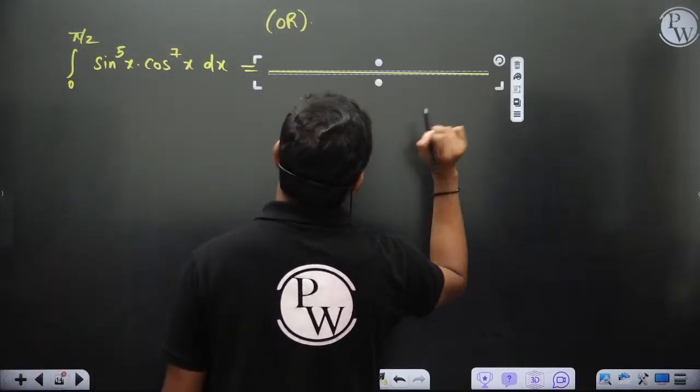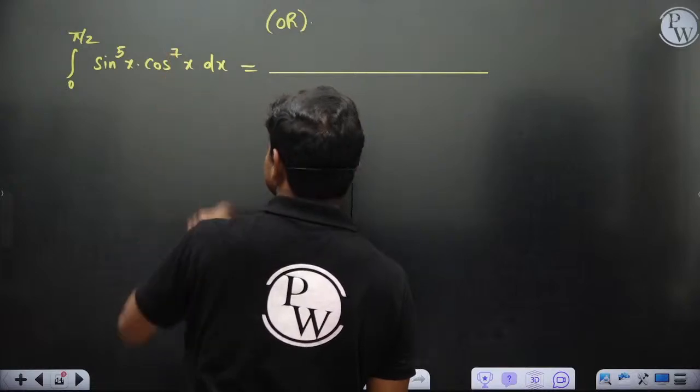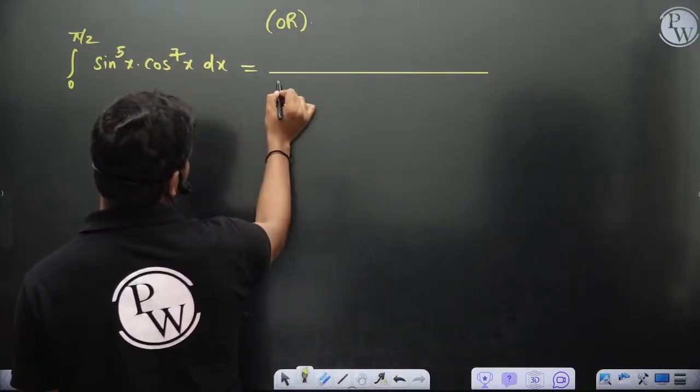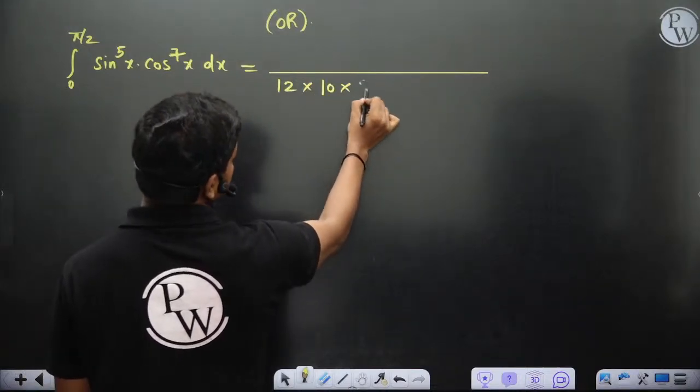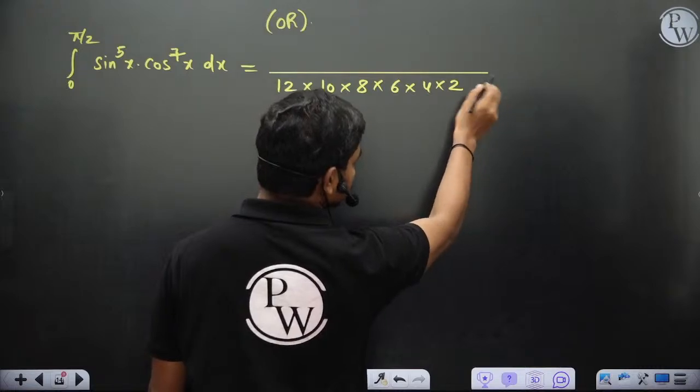Let's write the summations. First of all, m plus n, so 5 plus 7 is 12. If you start with 12, then write alternate terms 10, 8, 6, 4, 2. The next alternate would be 0, so we'll stop here.